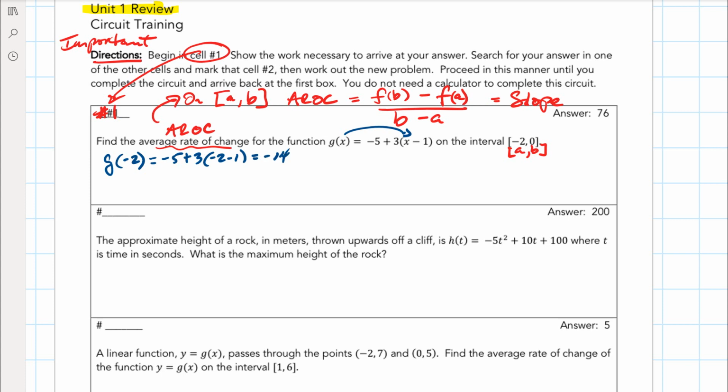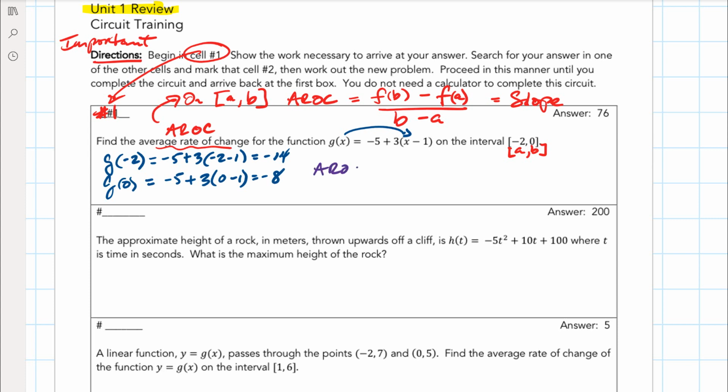And then you do that for G of 0. So you evaluate the function at A and B. So -5 plus 3 times 0 minus 1. I'll just work it out here. 3 times -1 is -3, plus a -5 is -8. So now I have my function values, and now I go for it.